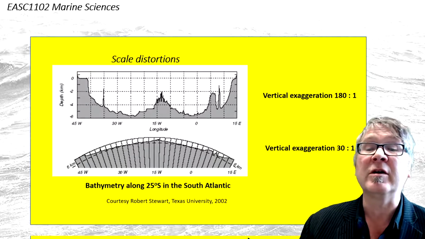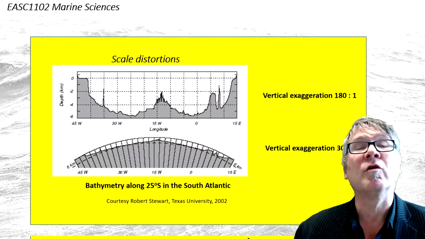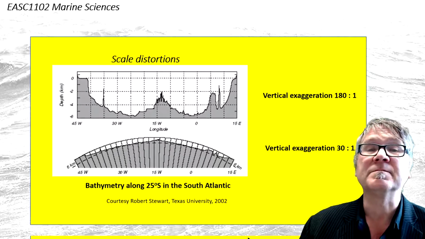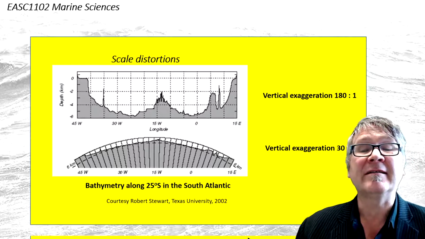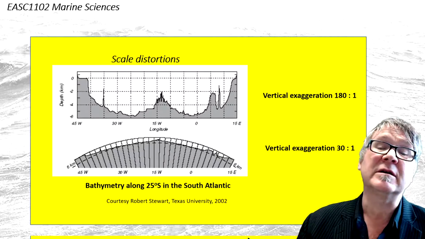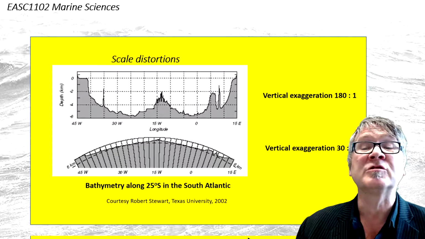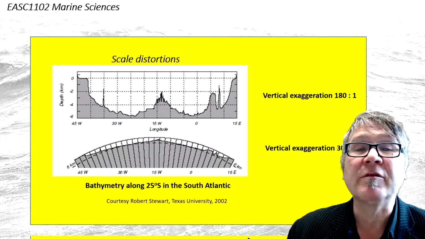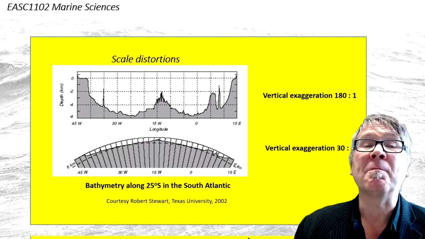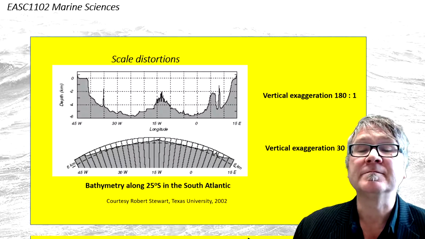Okay, and I'll show you here on the left side, there are two examples of so-called scale distortions. One example is you actually cut across the mid-Atlantic ridge system. What's shown here is the water depth, but the horizontal axis is 180 times compressed compared to the vertical scale.